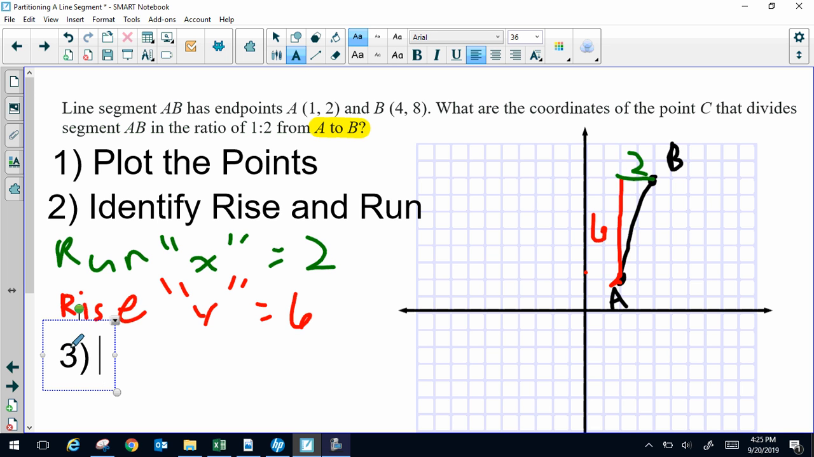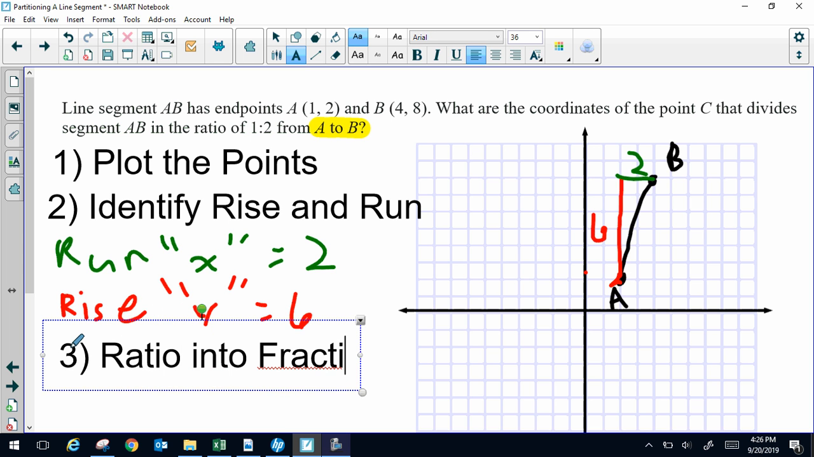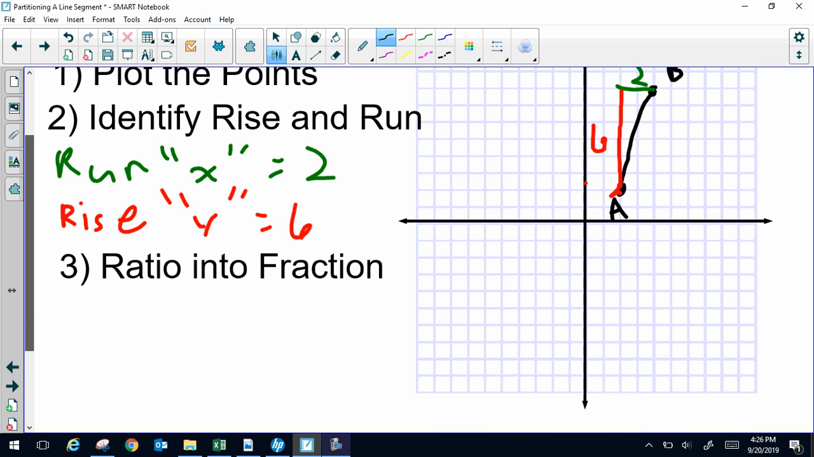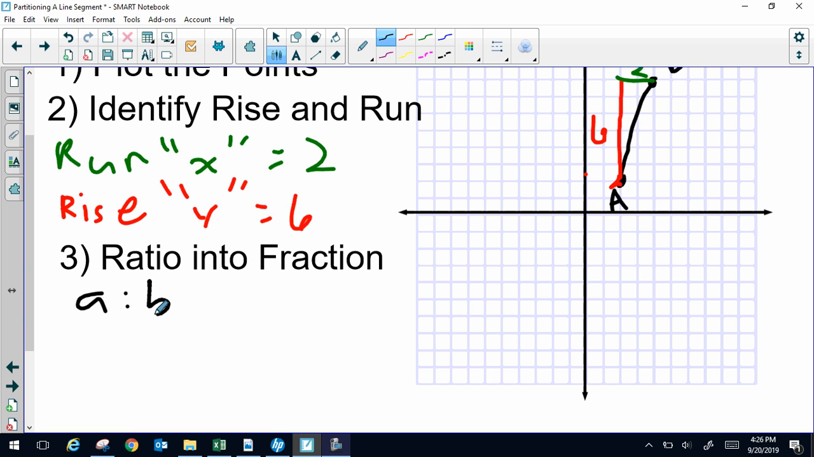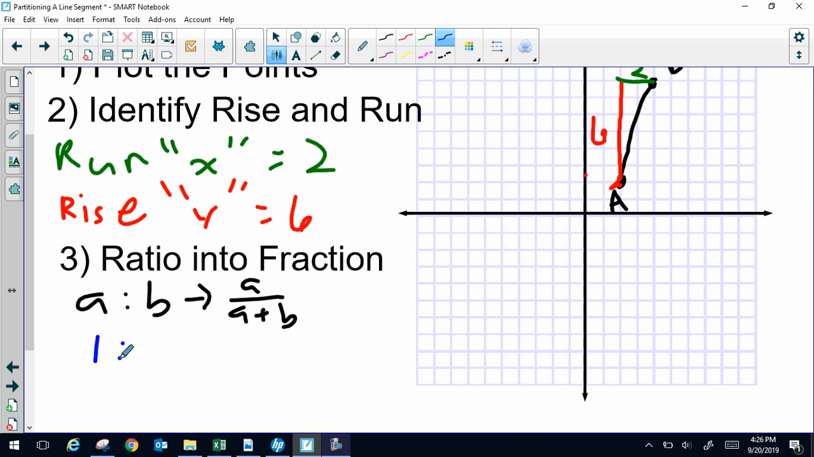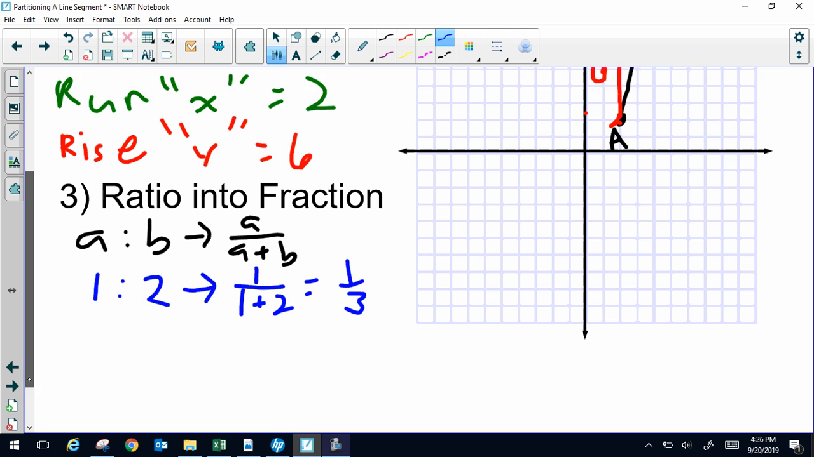Step 3 is to turn the ratio into a fraction. And remember, to do that, we talked about our formula. And our formula is A to B converts to A over A plus B. Okay. Well, if you go back up to the top, our ratio is 1 to 2. So if I go ahead and write that, we have a 1 to 2 ratio. And I convert it the way it says. A is 1 over 1 plus 2, which gives me 1/3.